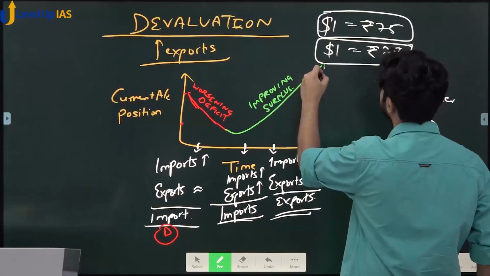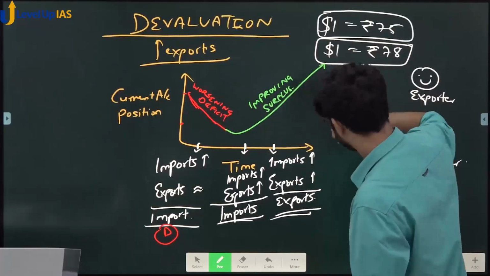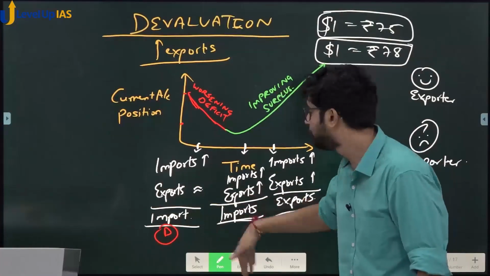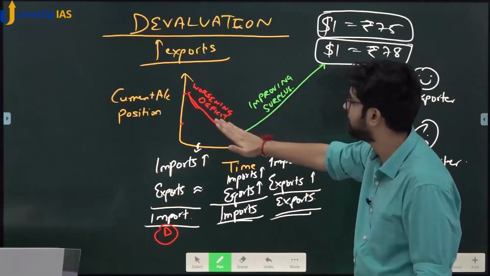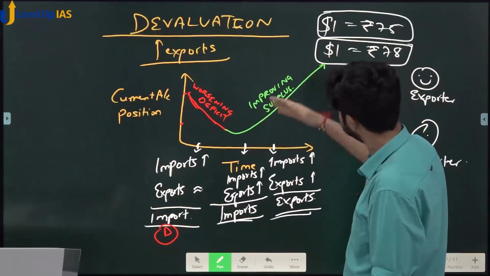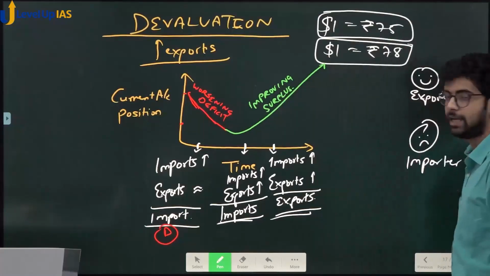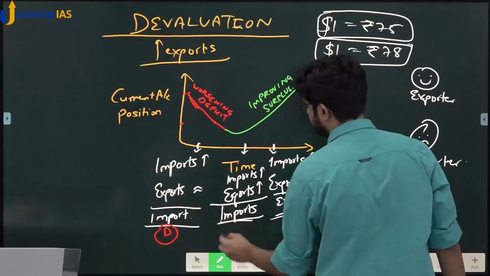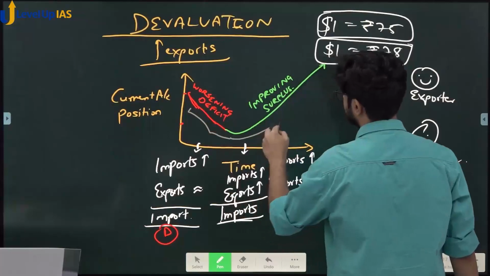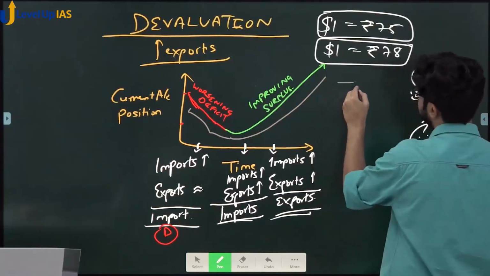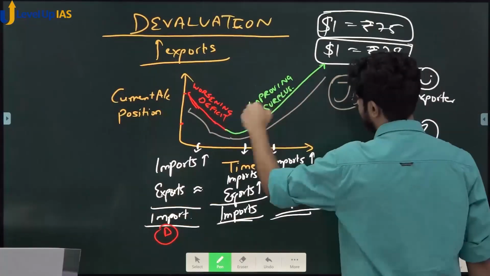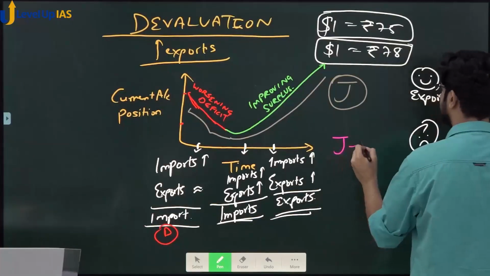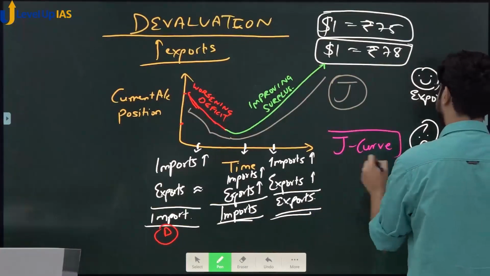Do you agree that this will take time, or this will probably take some lag? Immediately it will not happen. Immediately what will happen is imports will increase, thereby worsening your deficit, but after a point of time your exports start increasing and then you will have surplus. ठीक है? Do you agree with this? Can you see a shape here? This is in the form of a J, yes or no? ये J के form में है. This is J, hence this is known as J curve. This is called as J curve.